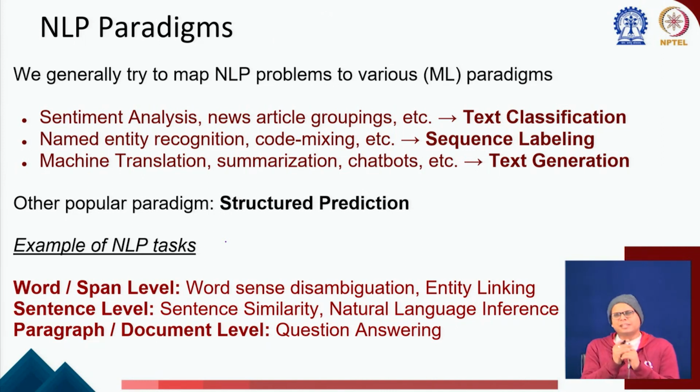So what happens in NLP? We typically take a problem and map it to one of the machine learning paradigms. So examples like sentiment analysis and news article grouping would come under text classification. Similarly, named entity recognition and code mixing would come under sequence labeling. Machine translation, summarization, and chatbots would come under text generation.